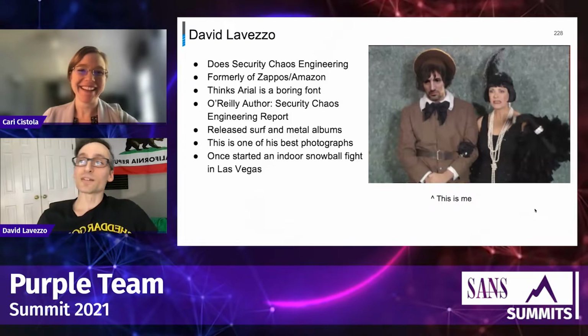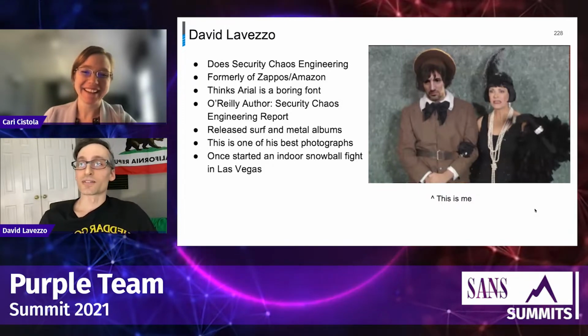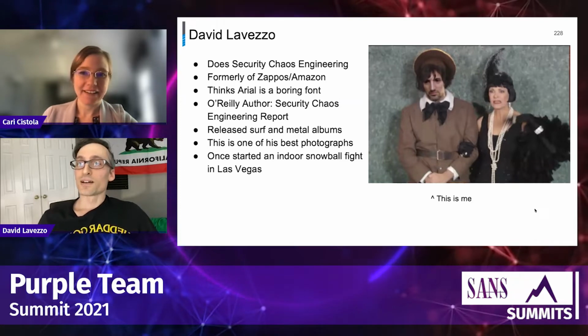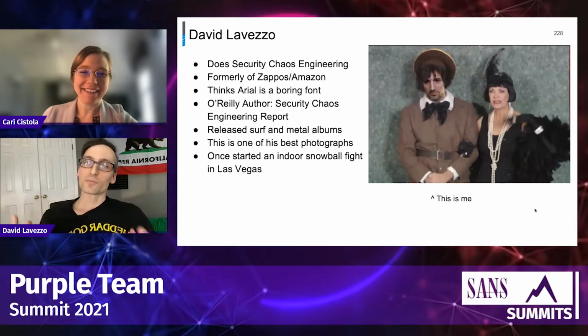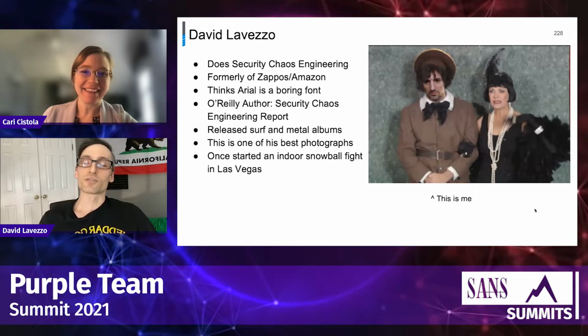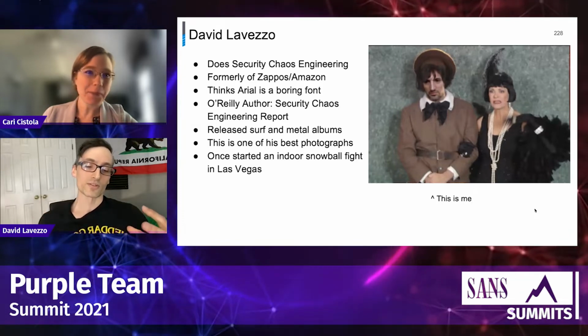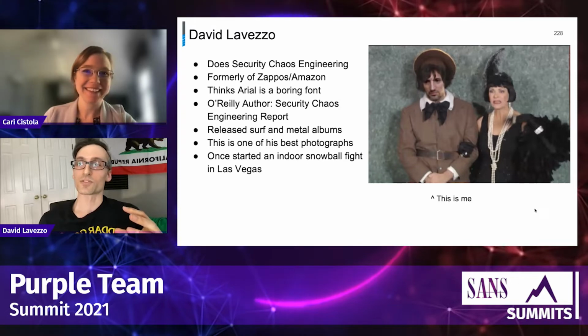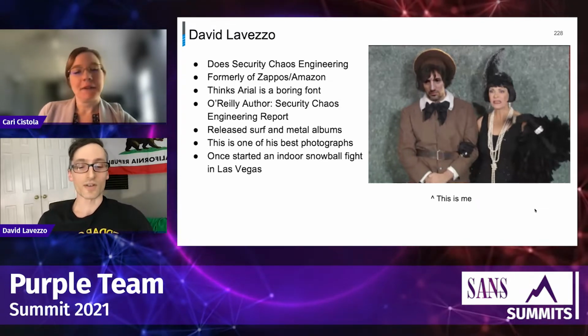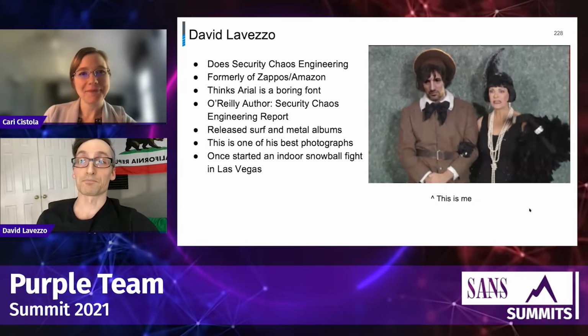So that is me. I do security chaos engineering. I'm on the left. The best thing from here is actually starting the indoor snowball fight in Las Vegas. That was in 2007. I grabbed some snow, I took it inside, and I hit my boss with a snowball. That is pretty much the most exciting thing that I've ever done in my entire life.